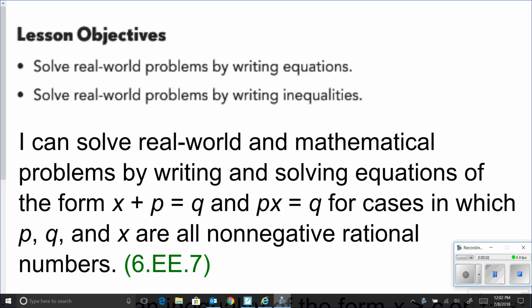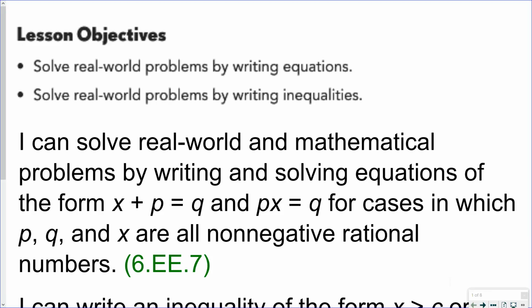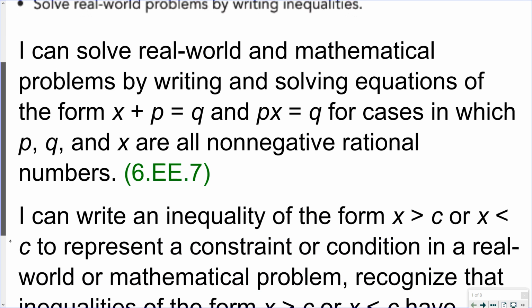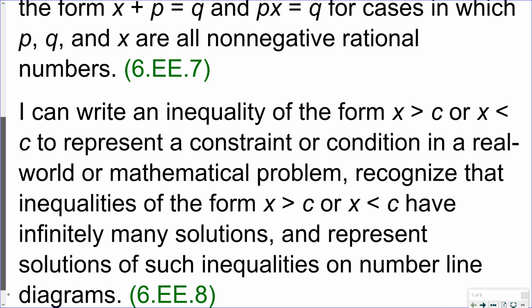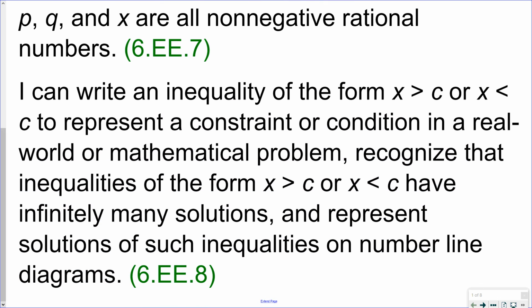In today's lesson, we will be solving real-world problems by writing equations and by writing inequalities. And we have a couple of standards here. The first is 6EE7. And then we also have 6EE8.